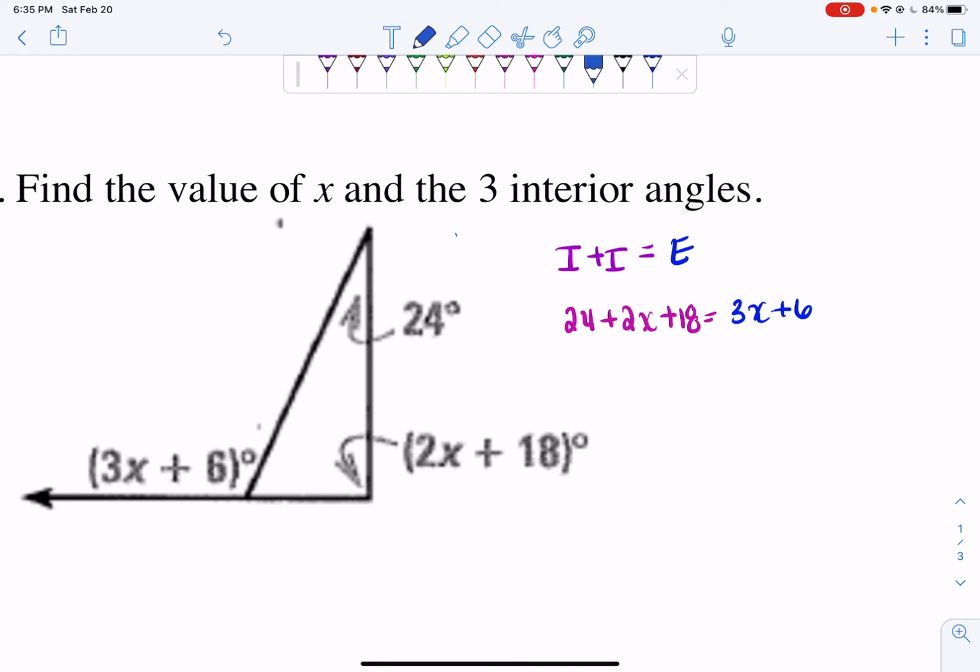The first thing I need to do is ask myself, do I have parentheses? I don't. Can I combine any like terms? I can. 24 plus 18. Take out the calculator. I get 42. So I can say 2x plus 42 equals 3x plus 6.